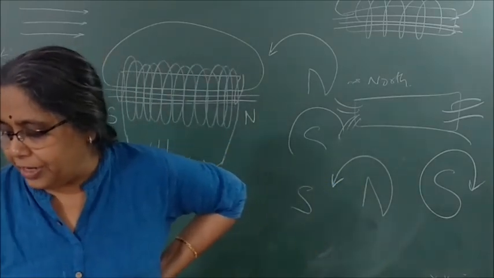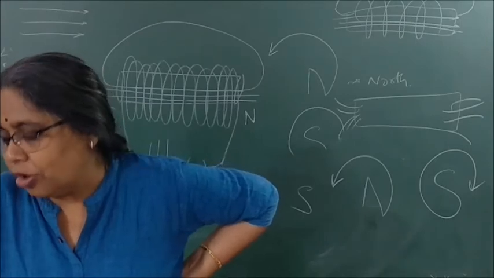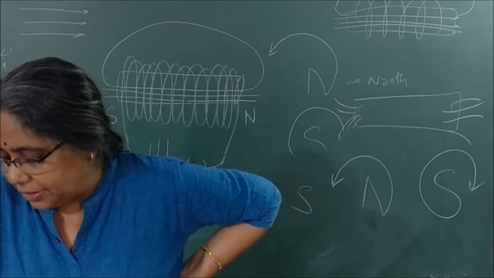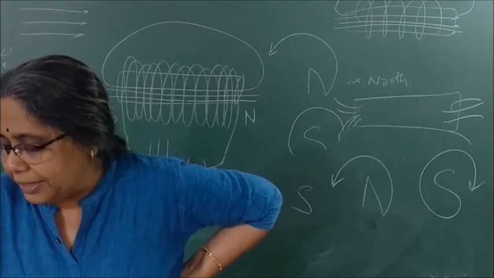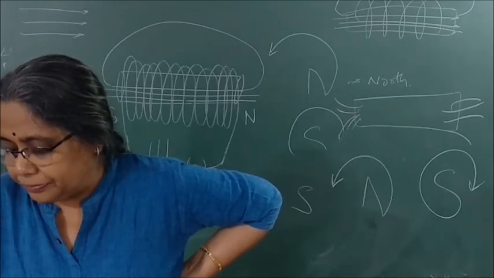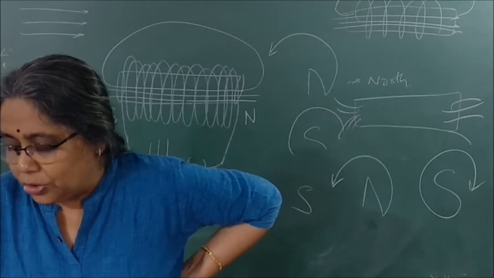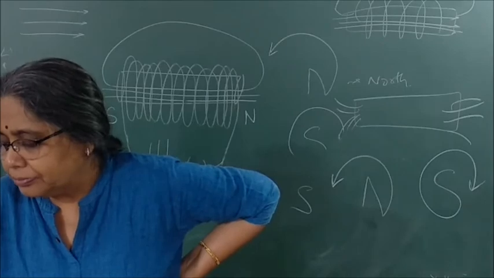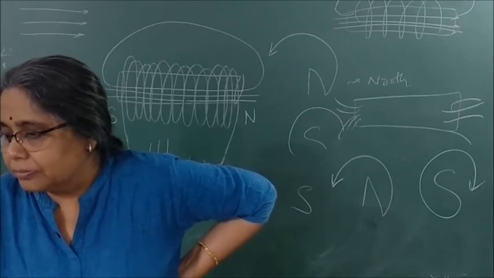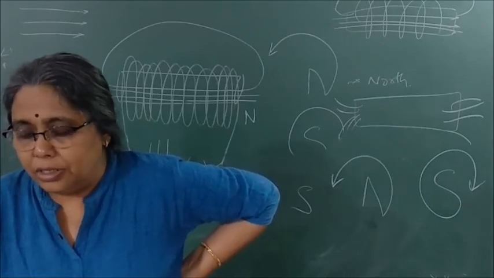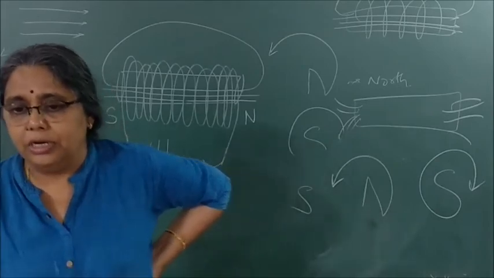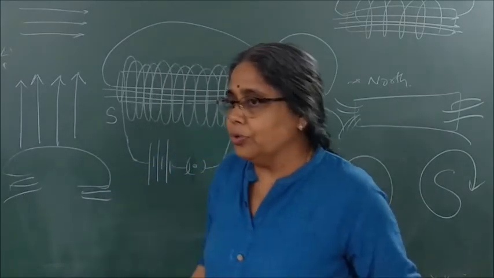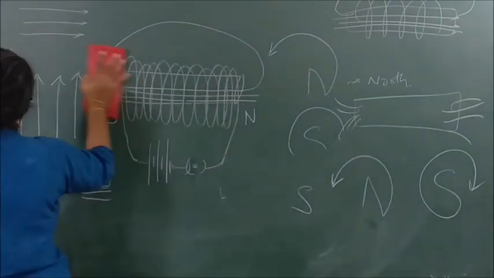Okay, then the next question, please write: how is the magnetic field in a solenoid changed, or on what factors does the magnetic field due to a current in a solenoid depend? Due to a current in a solenoid depend.